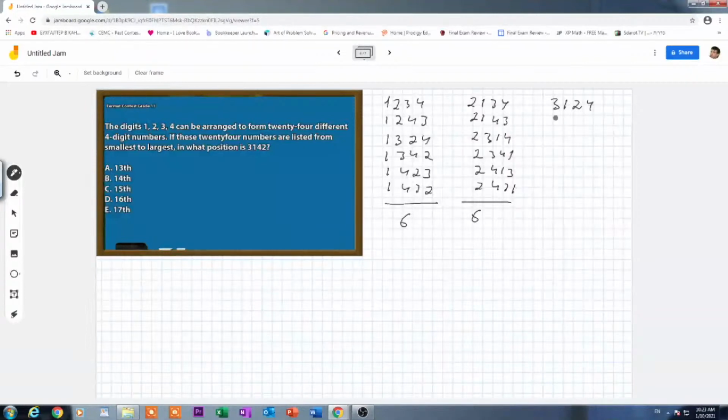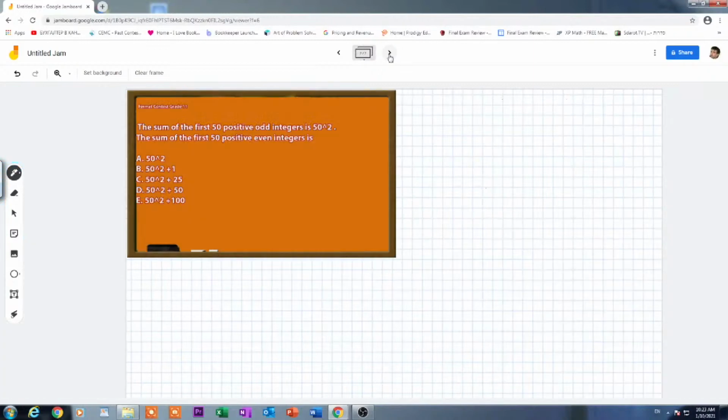3,124, and then 3,142. So we have 12 numbers before these. This will be 13, and this will be 14. So 3,142 will be at the 14th place. Okay, so the correct answer is B.